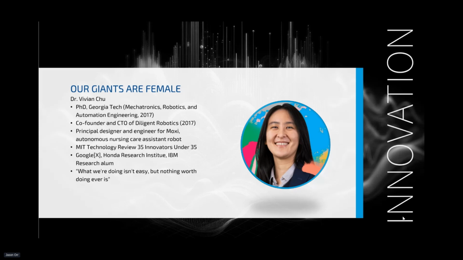I chose to highlight Dr. Vivian Chu. She's the co-founder and CTO of Diligent Robotics, and she has a PhD from Georgia Tech. She's the principal designer and engineer for Moxie, an autonomous nursing care assistant robot. It navigates hospital corridors autonomously, and it can be given instructions from nurses to take care of a lot of tasks that nurses normally have to handle but really don't have time to do. It can pick up medications, find wheelchairs, get supplies, stuff like that.